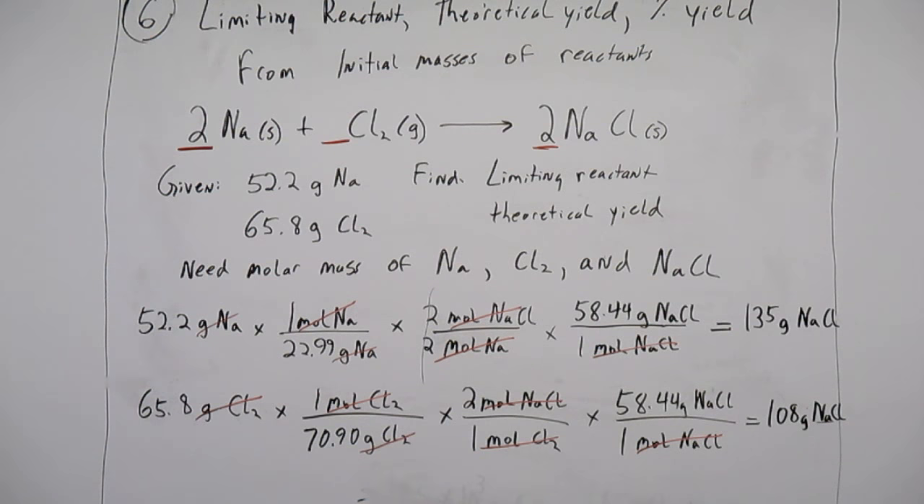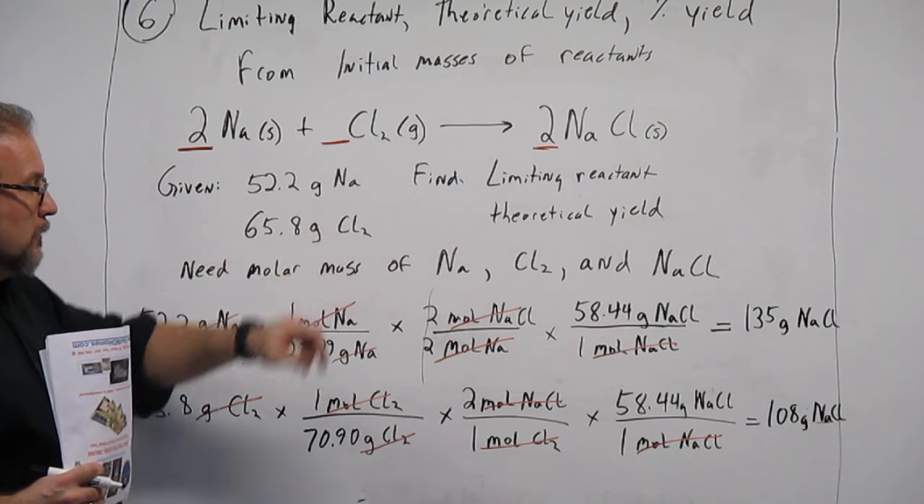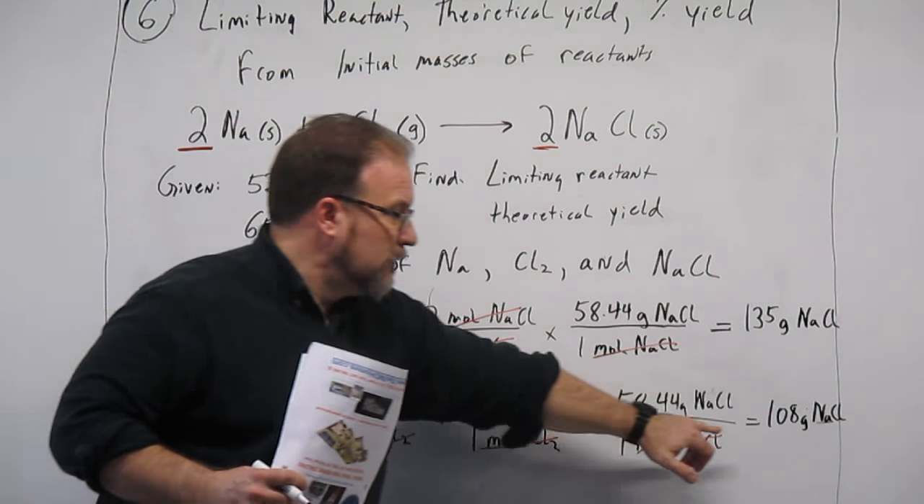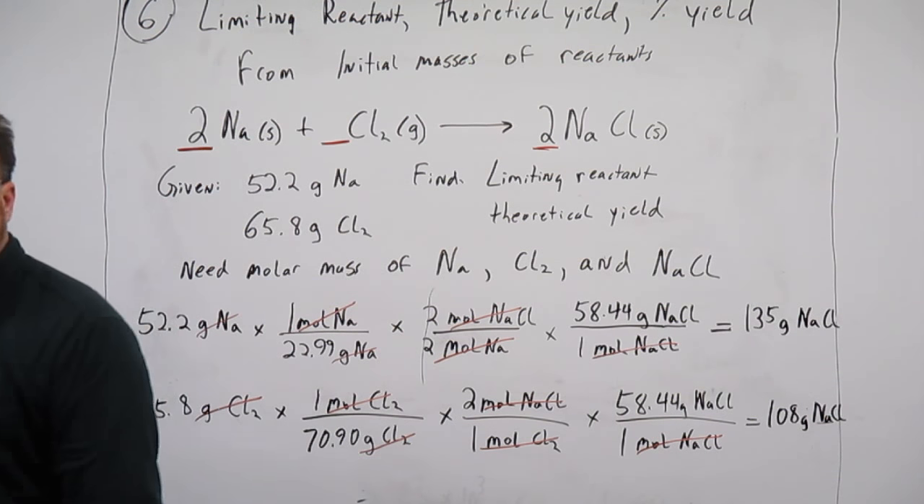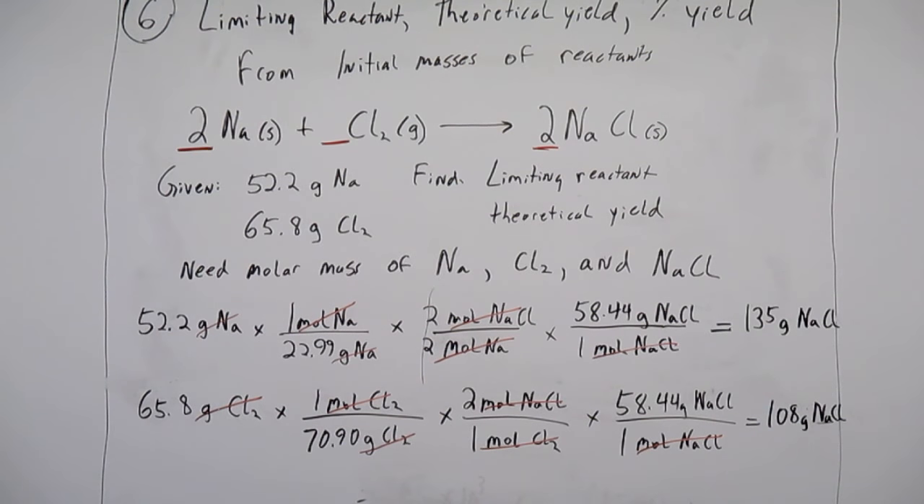So, have we found out what the limiting reactant is? Yes. Which one would you say it would be? 65.8. Well, what is 65.8? The limiting reactant is chlorine. So the limiting reactant is chlorine because it produces the least amount of product. It yields the least amount of product.